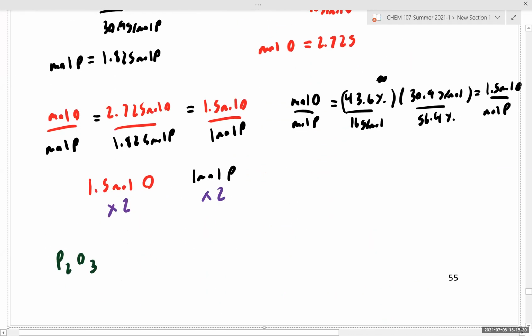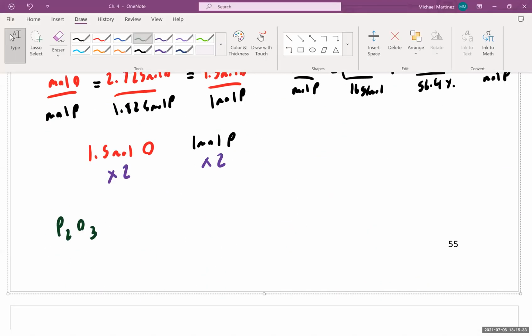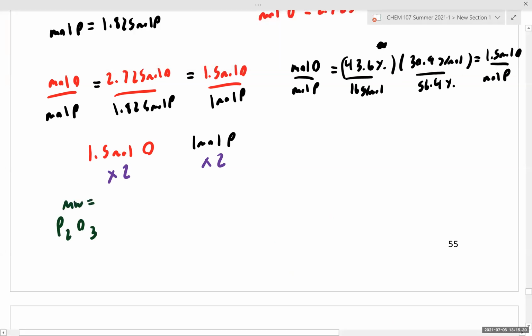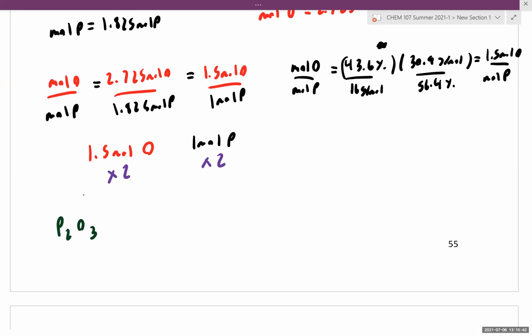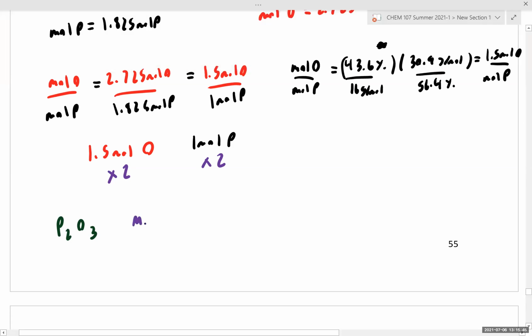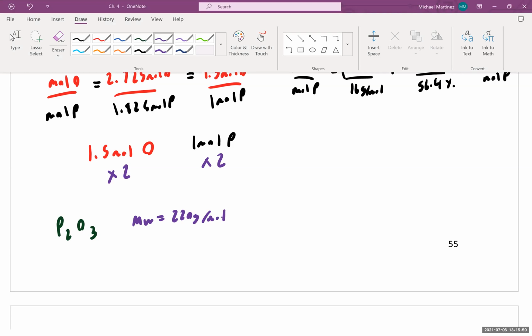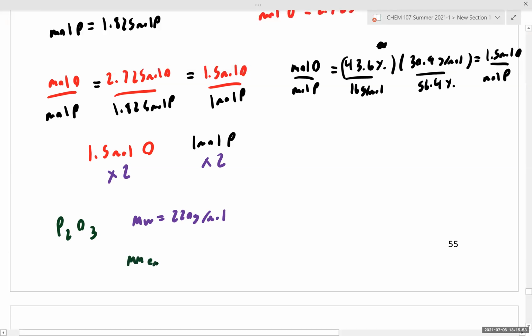So we know that the molar mass, our molecular weight, was 220 grams per mole. Okay, so what is the molar mass of this empirical subunit? What is the molar mass of P2O3? Let's tie everything together and complete this problem. What is the empirical mass of P2O3?